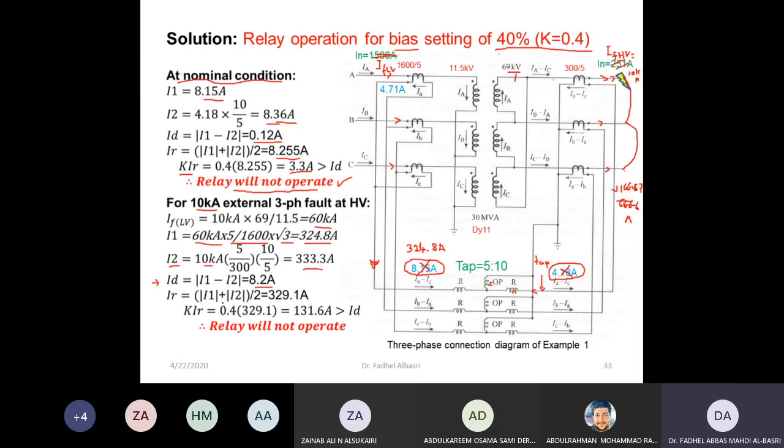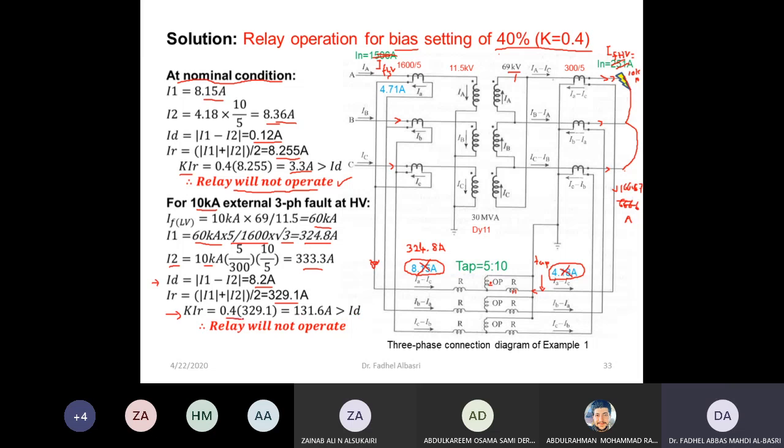I got this. The restraint current is the average of the two currents' magnitudes. And now I can compare the trip condition. I will check the trip condition. Is K times IR greater than or less than ID?